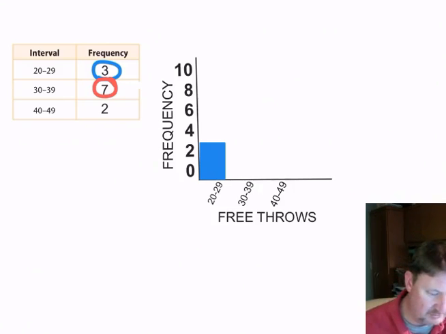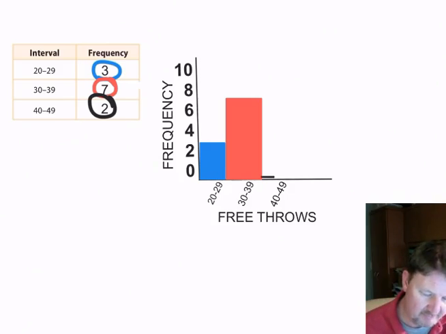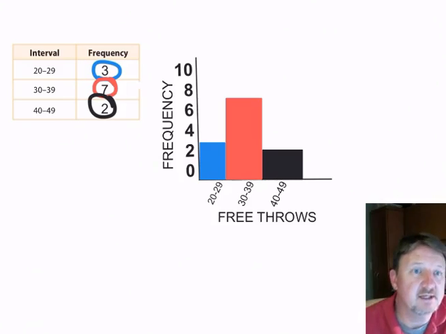Okay, so the next one is going to be the values between 30 and 39, and I had 7 of those. So I'm going to create a box that goes up to 7, which is about right there. Remember, these bars touch each other. That's very important. And then finally, I had 2 values that fell between 40 and 49. So my bar for that, 2 values, about right there. That's it. That is my histogram.